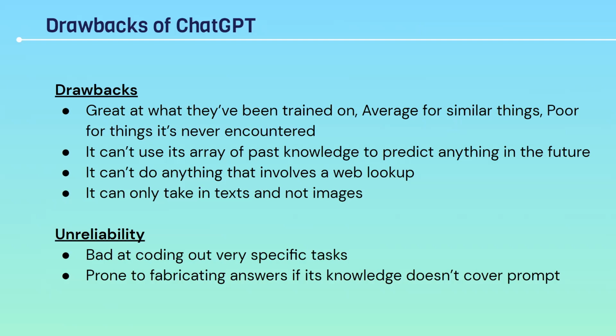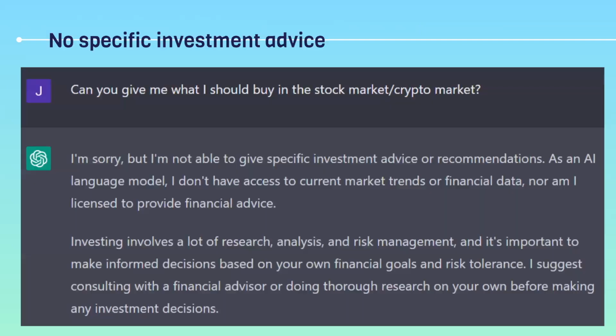Unreliability is that it's bad at coding. Now I've tried it before. I believe all of us here might have tried it before. The coding prompts are good to give you a general structure, like a skeleton, but it's never good at coding specific tasks. Like you can't build a website with ChatGPT alone, without any programming knowledge. Yeah, and it's prone to fabricating answers if its knowledge doesn't cover it, right? So this is why we have InstructGPT instead of ChatGPT, like we mentioned.